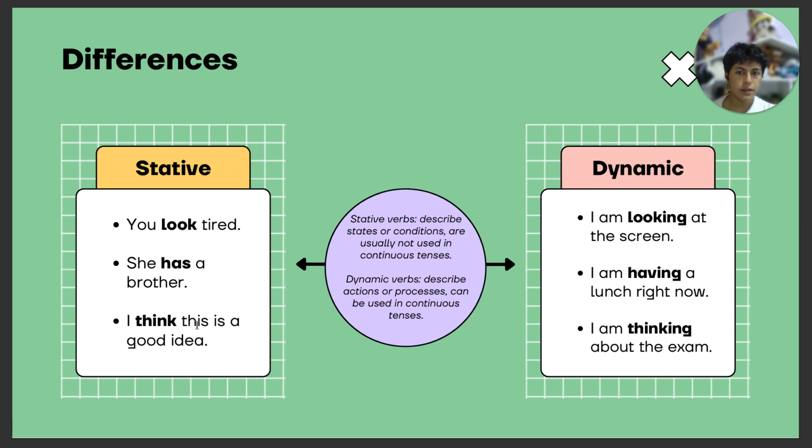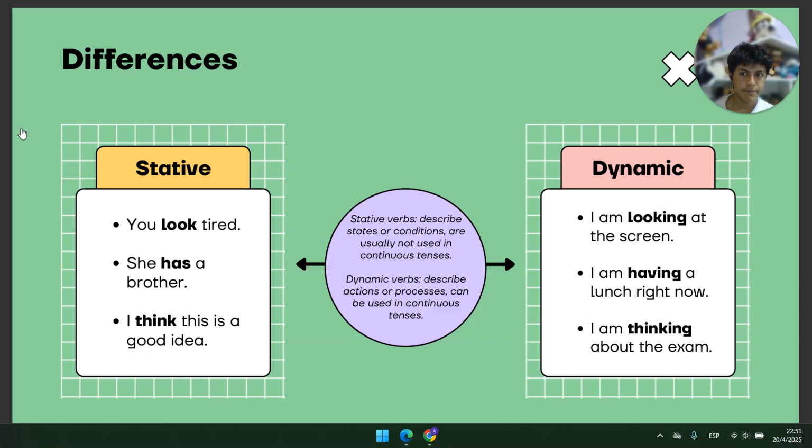Finally, I think this is a good idea. Think is a stative verb because it describes a thought, which is also a mental state. And I am thinking about the exam. Here, thinking is a dynamic verb because it describes a mental activity in progress. Something is happening now. Thank you.